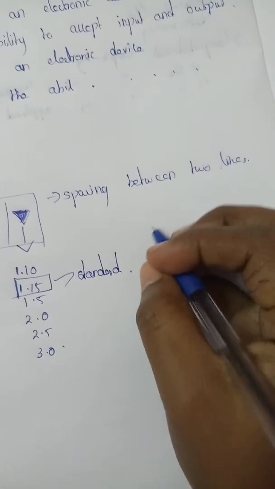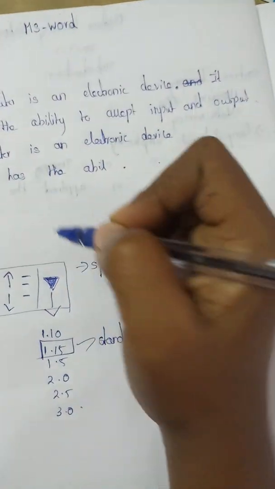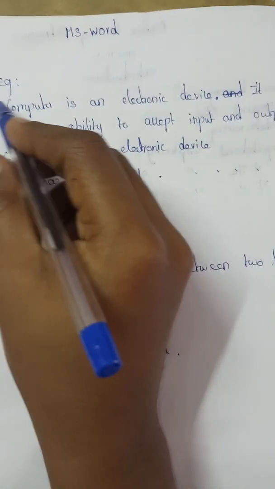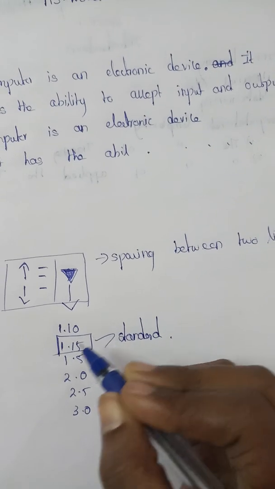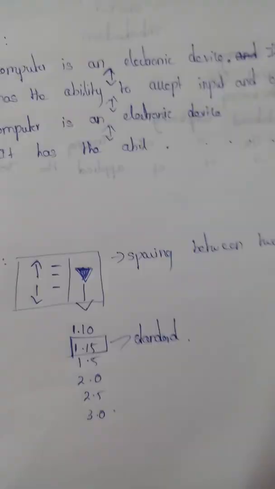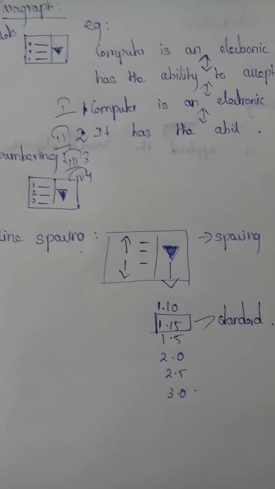For example, take this example: Computer is an electronic device. It has the ability to accept input and output. If I need to apply line spacing to this paragraph, first I need to select this paragraph and then click any of the options, 1.10 or 1.15. Then a space appears between these lines. Have you all got it? Yes, this is the use of line spacing. It means the spacing between two lines.